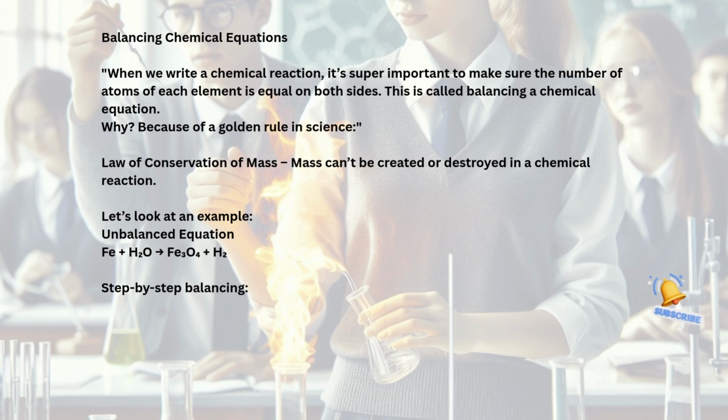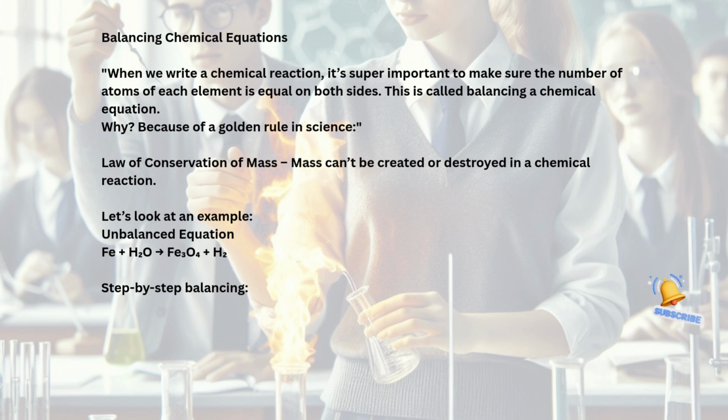When we write a chemical reaction, it's super important to make sure the number of atoms of each element is equal on both sides. This is called balancing a chemical equation. Why? Because of a golden rule in science: the law of conservation of mass. Mass can't be created or destroyed in a chemical reaction.